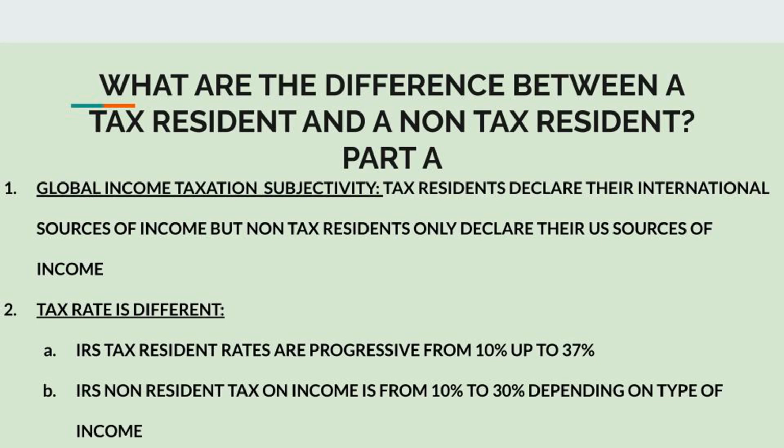If you are a tax resident, you will be treated on a progressive rate, which goes up to 37% for the highest earners. If you're a non-resident, depending on the type of income you have, as they differ based on their type, you would be treated at a rate starting from 10% to 30%.